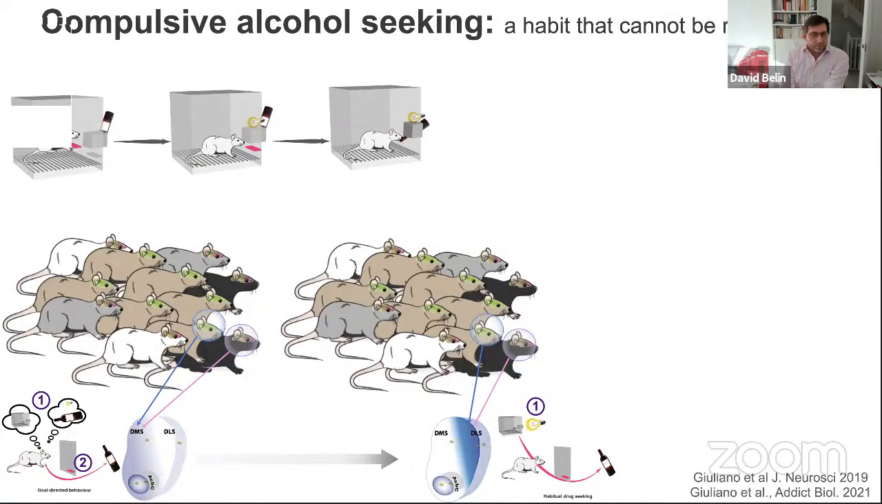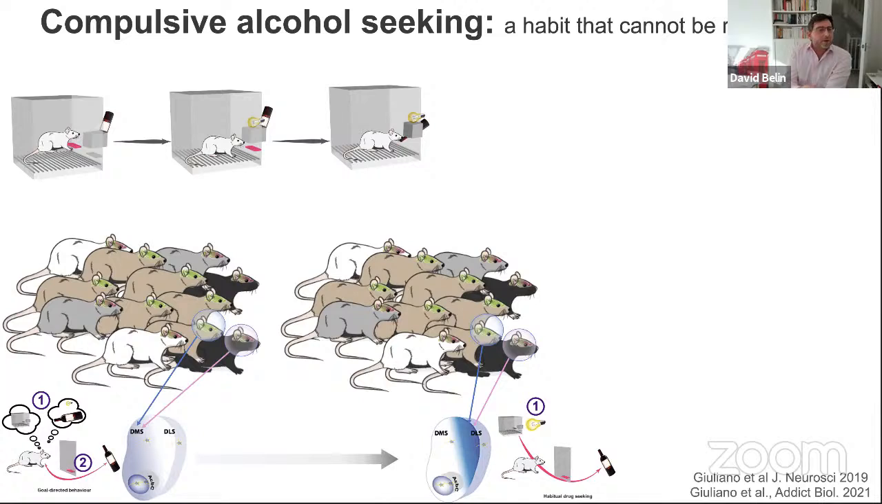So Cara Giuliano, following a series of similar studies from Patricia Janak and Laura Corbit, used the seeking, taking, drinking task for alcohol. So in this task, rats are trained on the seeking lever. They seek the drug, eventually to have access to a taking lever. And when they press on that taking lever, now they have access to a bottle of alcohol and they can drink. So it's a seeking response, taking response, consummatory response chain.